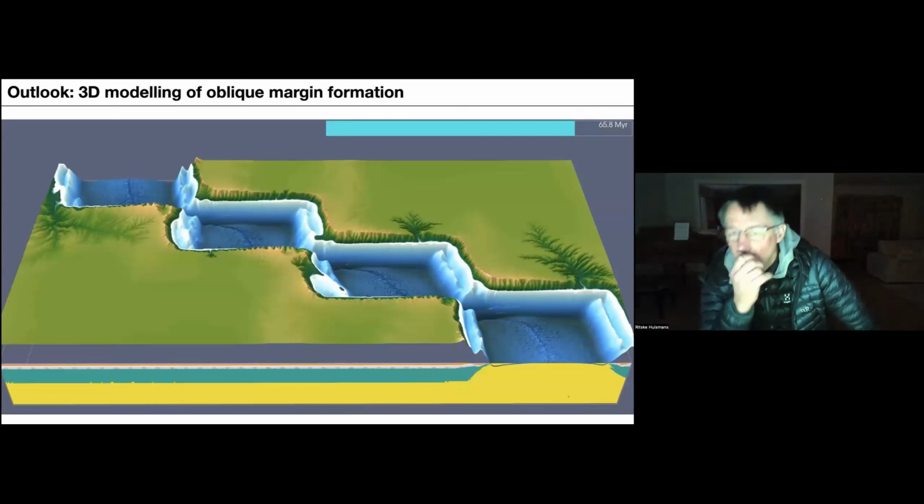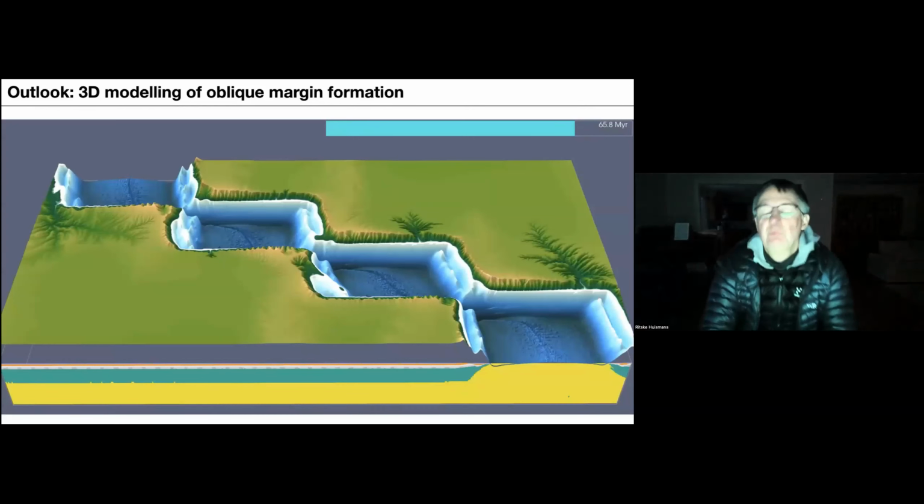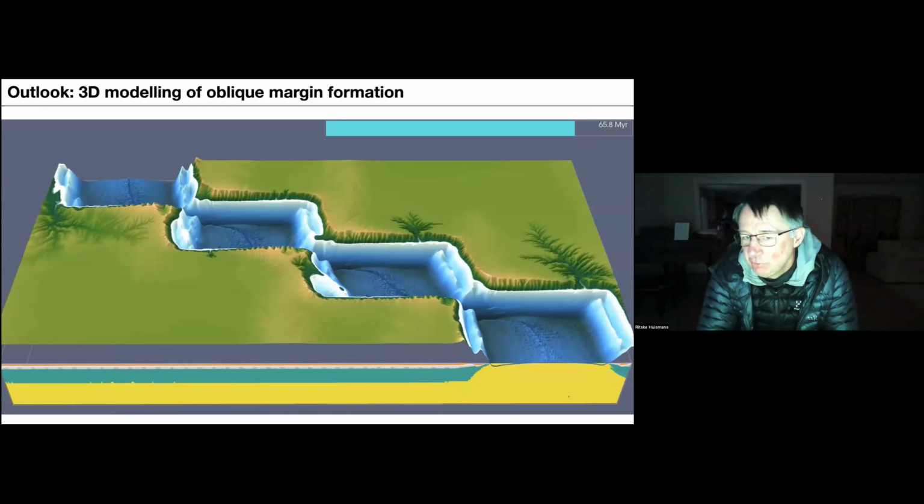Now, lastly, before going to my conclusions, just an outlook of things we're working on now. The models that you have seen before basically dominantly focus on continental rifting. And we're using these models now to look at oblique margin formation. This is one snapshot from a set of models that I'm working on with Thomas Teunissen, and that he has presented at various places and that we're writing up.